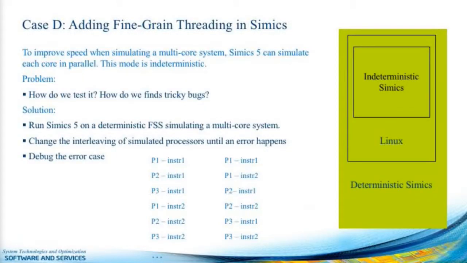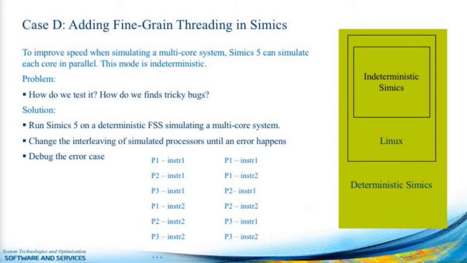Now, we wanted to improve the speed when you simulated a multi-core system. So in Simics 5, the latest version of Simics, you can do that by simulating each core in parallel. So you've got a thread that handles each of the cores in the configuration that you're currently simulating. Now, when you do that, it becomes indeterministic. You can do it deterministic, but that's even more work and it will slow it down. So we wanted to have a mode that was as fast as possible, and that was indeterministic.